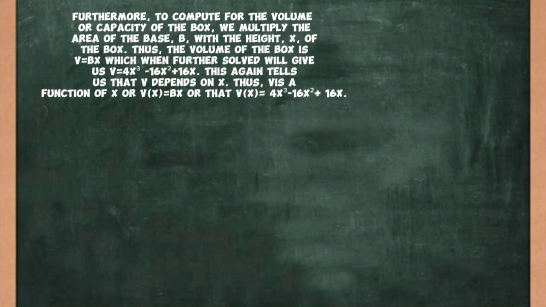Furthermore, to compute the volume or capacity of the box, we multiply the area of the base B with the height x of the box. Thus, the volume of the box is V equals Bx, which when further solved will give us V equals 4x cubed minus 16x squared plus 16x. This again tells us that V depends on x. Thus, V is a function of x, or V of x equals Bx, or V of x equals 4x cubed minus 16x squared plus 16x.